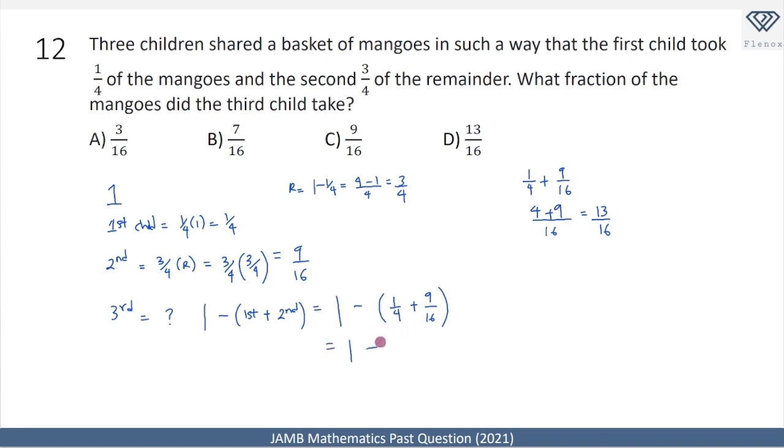So what the third child takes is just going to be what? 1 minus 13 over 16. Now again the LCM here is what? 16. So this is just going to be 16 minus 13. And what is 16 minus 13? That will be 3 over 16. So what the third child takes is 3 over 16, which is the fraction of what the child takes. And that makes A the correct option.